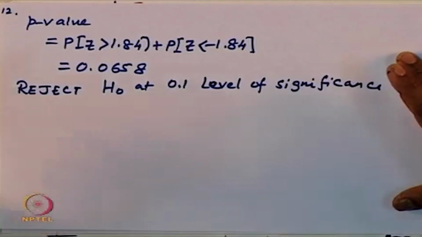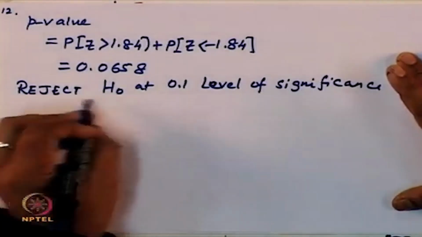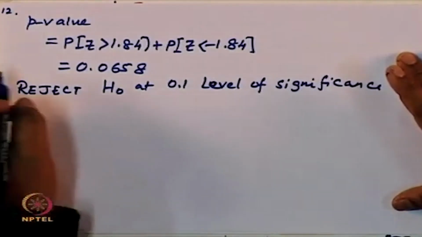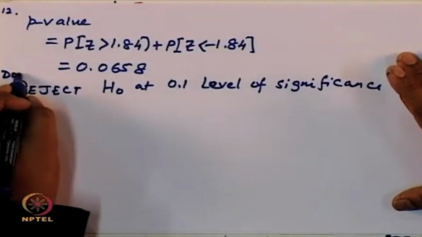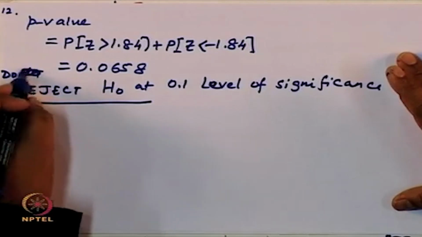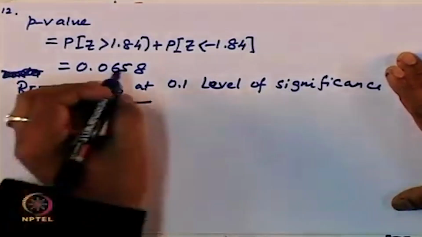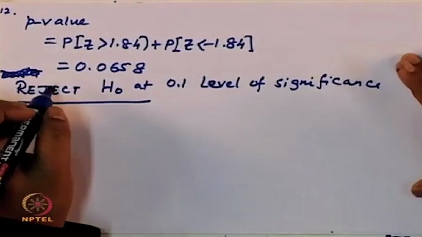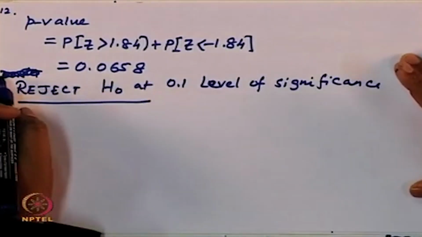Okay. So, in this case, we can reject H naught at 0.1 level of significance. At 0.05 level of significance we do not reject H naught.